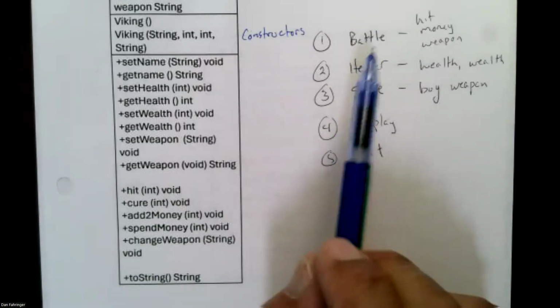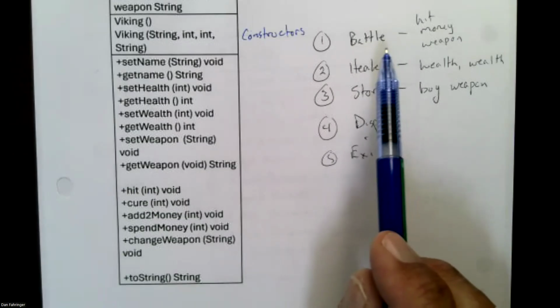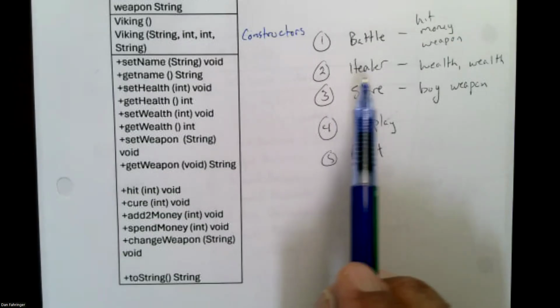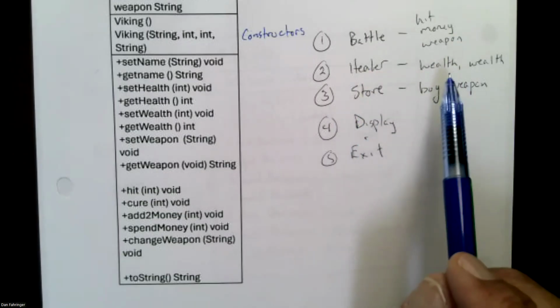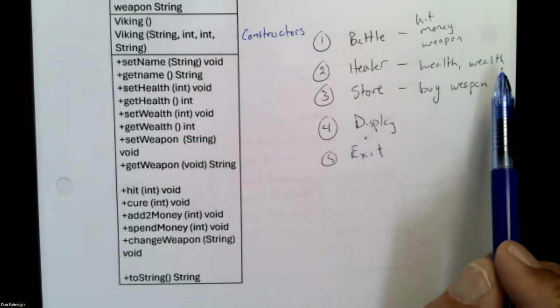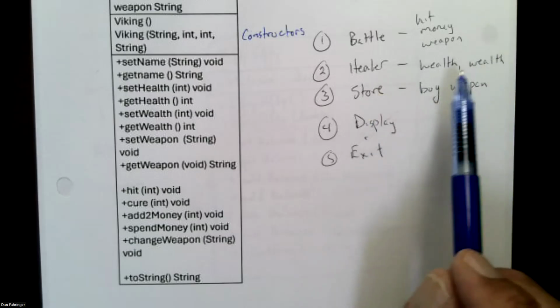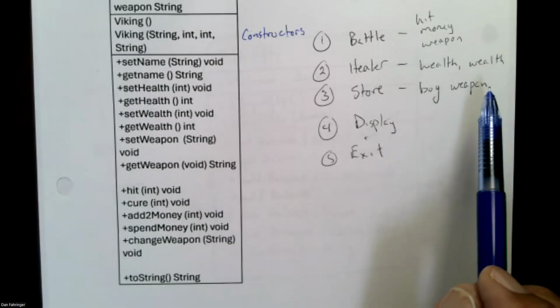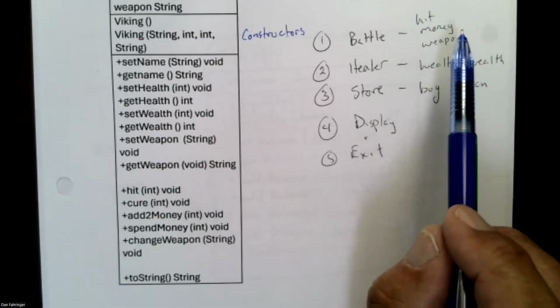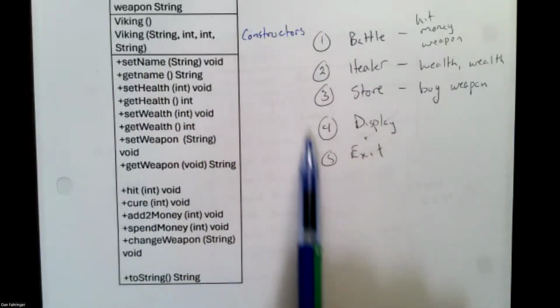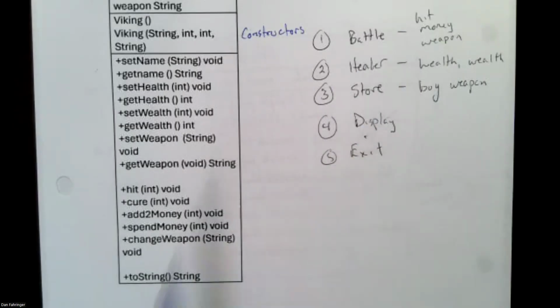Yeah. I could have the user ask a choice. Would you like to battle? What happens in a battle? Do you want to go to a healer? I can gain health, but I lose wealth. I can go to a store and buy a weapon. I would be losing wealth. If I go into a battle and win, I could get, so you could take this class and slowly just build and play, build and play. Before you know it, you have your own little intro game going on.